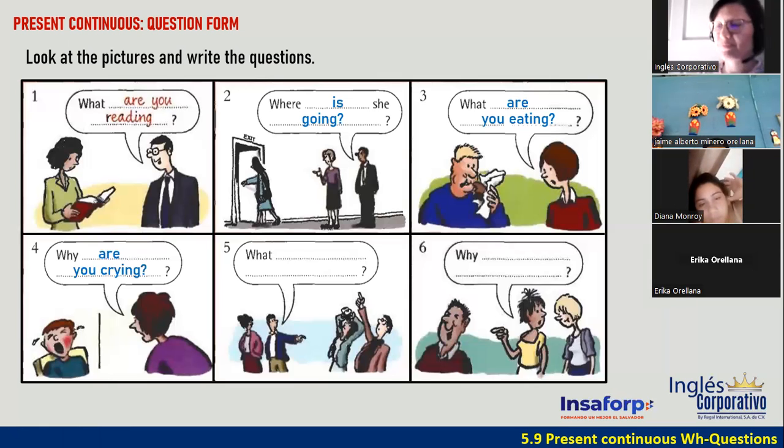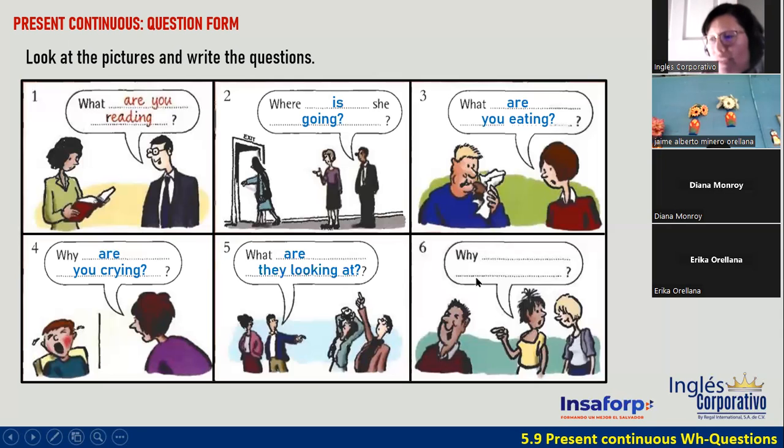What about number five? What are you seeing? El verbo es look at. El verbo es look at. Ver looking. Algo. What are they looking at? Mm-hmm. What are they looking at? Looking at. ¿Hacia dónde están viendo, verdad? ¿Qué es lo que están viendo? What are they looking at?